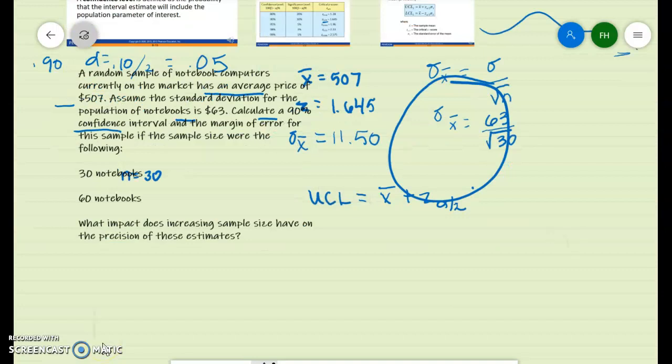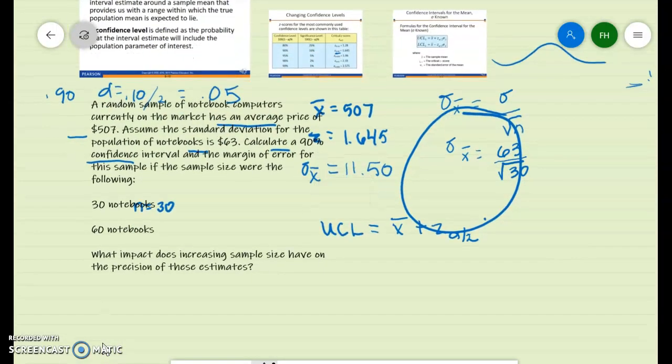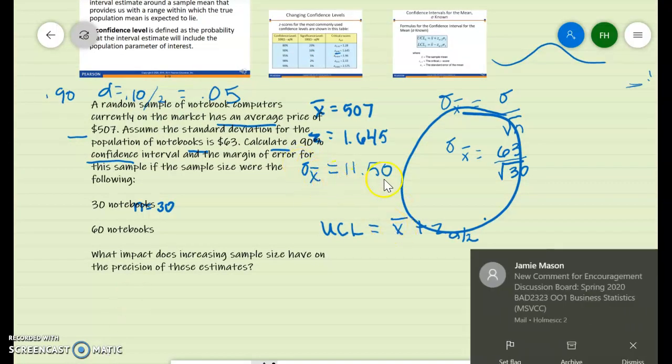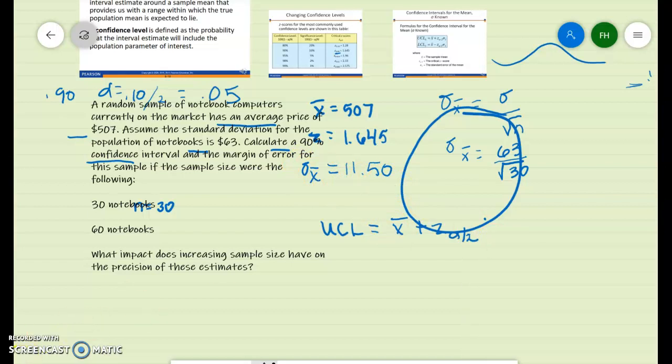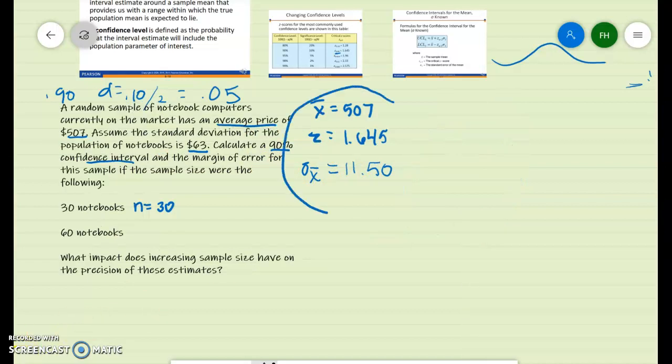Okay, so I'm going to erase some of this real quick. We found that the standard error of the mean is 11.50. Okay, so now we know all three components to calculate the confidence intervals. So we're going to do our upper and our lower limit. Our upper limit is just going to be the mean plus your z-value, which is z of alpha divided by 2, and then your standard error of your mean.